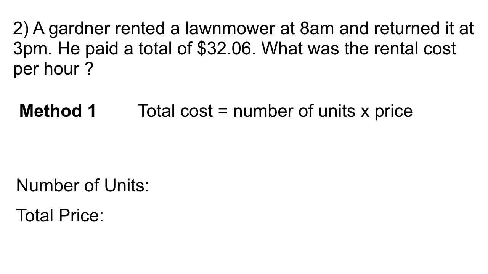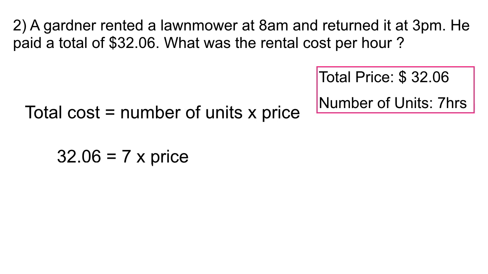Okay, so from the question, the number of units is 7 hours, right? Because from 8 a.m. to 3 p.m., that's 7 hours. And so we have that value. And we also have the total cost, which was $32.06. So all you have to do is plug these numbers into your equation like that and solve for the price. Okay, so you do that, divide both sides by 7. That gives you that the price per hour was $4.58.